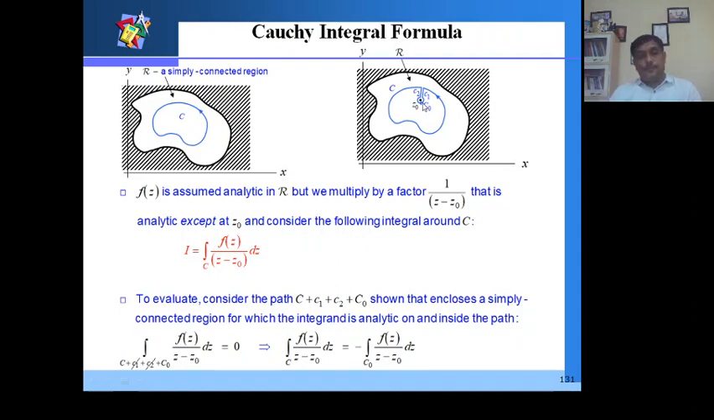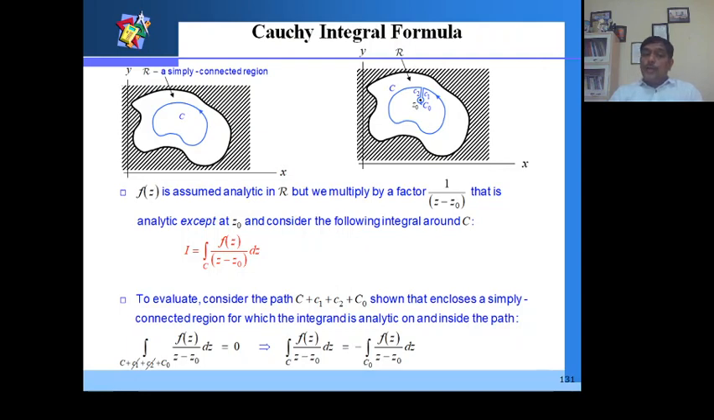Here f of z is assumed analytic in R, but we multiply by a factor 1 by z minus z naught. Here z minus z naught is a polynomial function. It is analytic except at z naught, and consider the following integral around C, that is a contour integral over C of f of z divided by z minus z naught into dz.